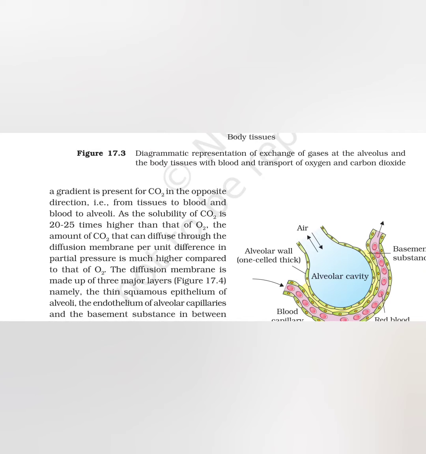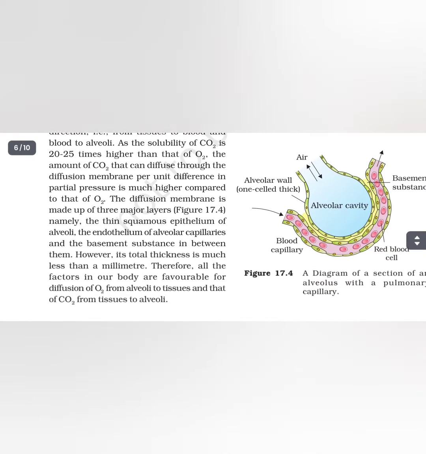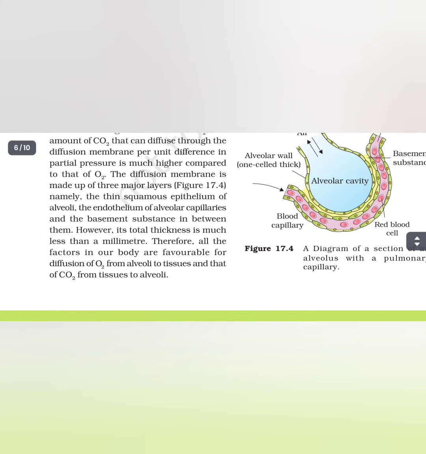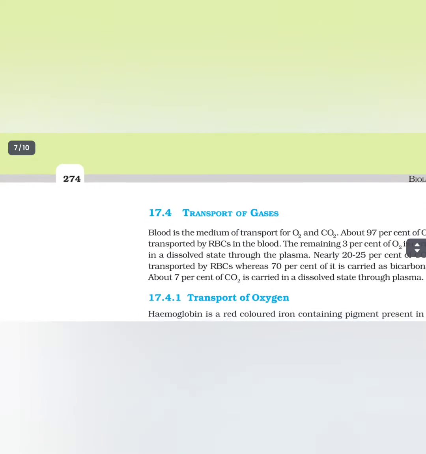As the solubility of CO2 is 20 to 25 times higher than that of oxygen, the amount of CO2 that can diffuse through the diffusion membrane per unit difference in partial pressure is much higher compared to that of oxygen. The diffusion membrane is made up of three major layers, namely the thin squamous epithelium of alveoli, the endothelium of alveolar capillaries, and the basement substance in between them. However, its total thickness is much less than a millimeter. Therefore, all the factors in our body are favorable for diffusion of oxygen from alveoli to tissues and that of CO2 from tissues to alveoli.